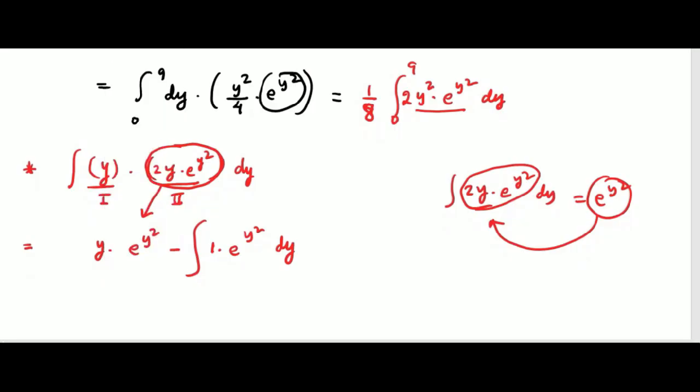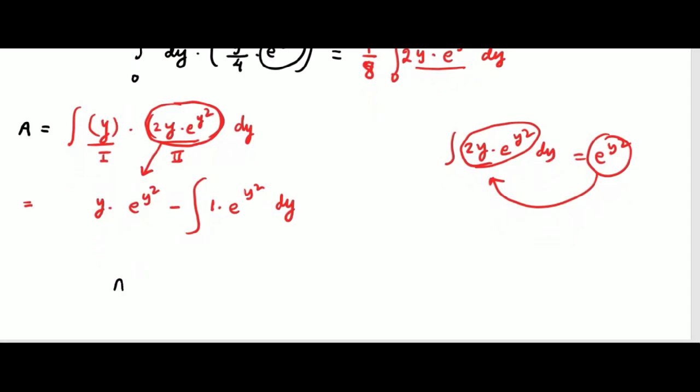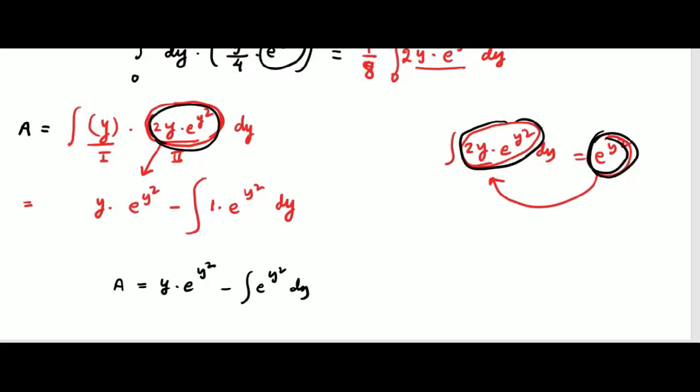Okay. So this we were doing last time, right? First function times integration of second, minus integration of differentiation of first into integration of second, right? Correct. So if I take this, a is equal to y e^(y square) minus integration of e^(y square) dy. Integration of this is directly e^(y square). I've written that only: differentiation of first, integration of second. That's all. Integration of this, we know directly, is e^(y square).